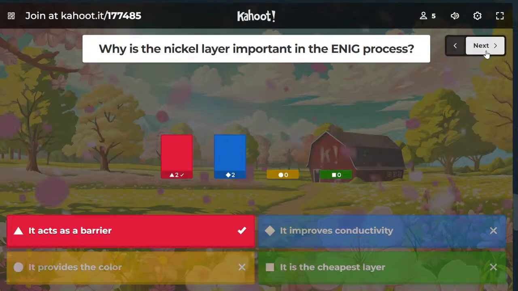So those who answered it improves conductivity, that's actually wrong. It does not improve conductivity, and it does not provide the color, not for coloring purpose. Already copper itself is a good conductor. It is the cheapest layer? No, it is not. See, the first one I already told you. Sometimes we also add cobalt. I told you in making of gold fingers, we also add a few percentage of cobalt as well, because cobalt increases rigidity. It acts as a barrier and it increases the rigidity.